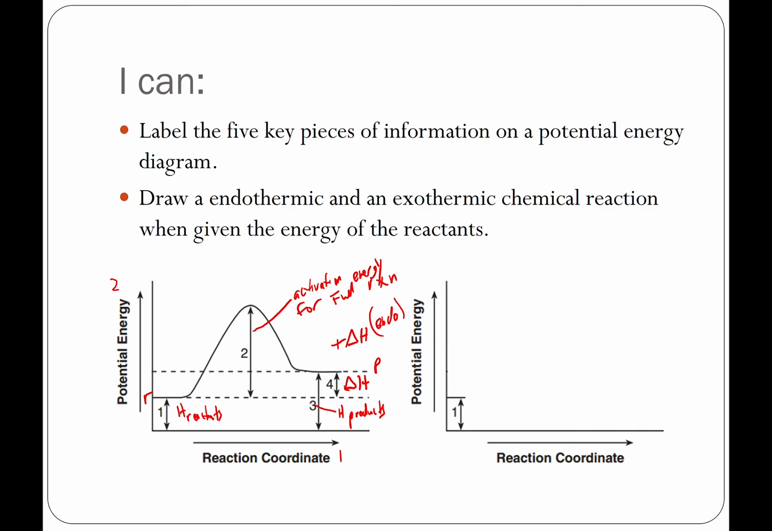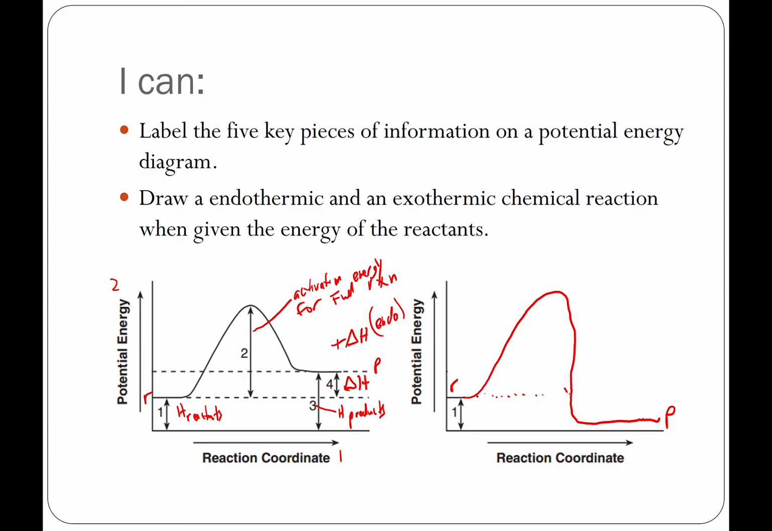You should also be able to draw an endothermic and exothermic chemical reaction when given the energy of the reactants. So we have an endothermic reaction on the left here. I'm going to draw an exothermic reaction on the right, and these can kind of just take a general form. They don't have to be exact. Again, feel free to pause the video and try this. I'm going to show an increase here. And we have products here and reactants.